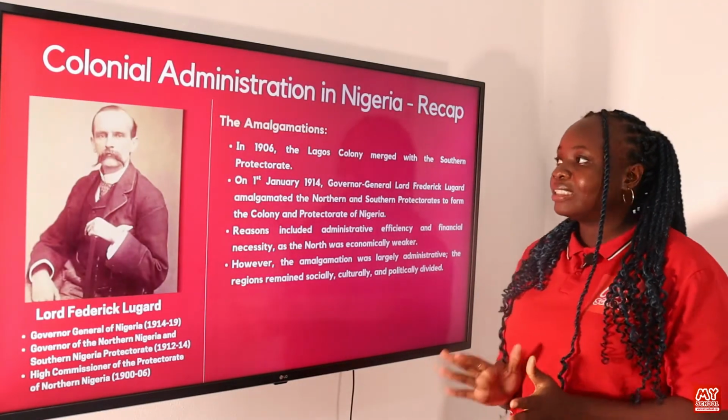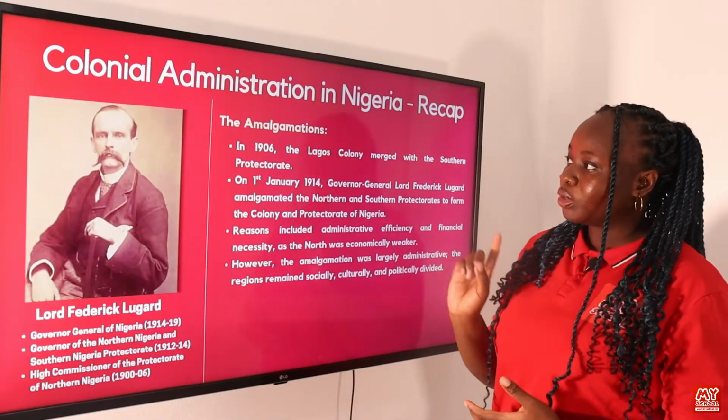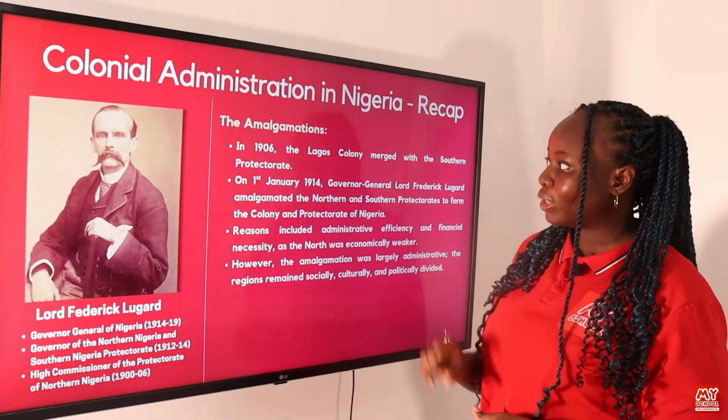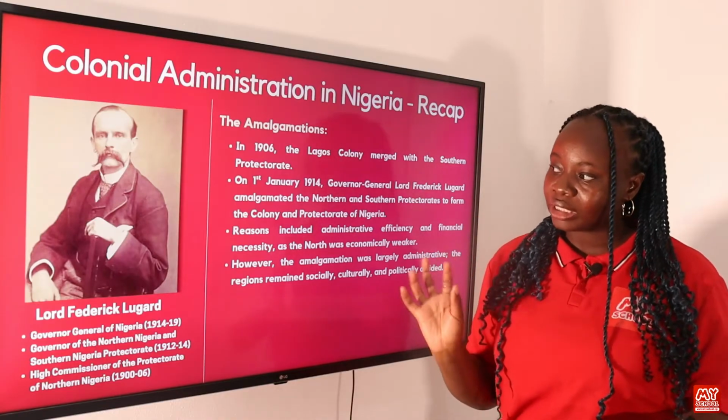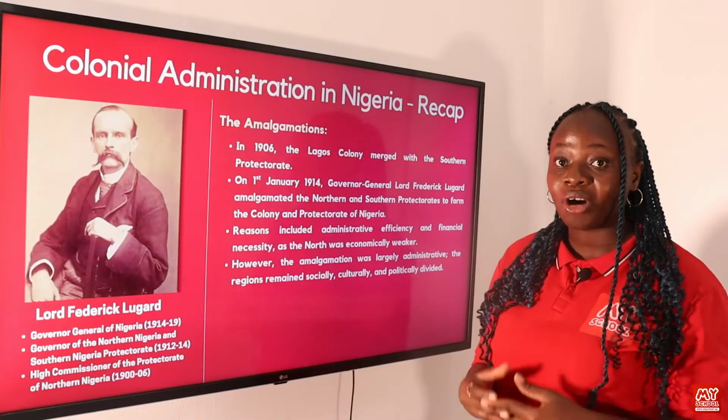All right, after that there were the amalgamations. So there was the first amalgamation in 1906 where the Lagos colony was merged with the Southern Protectorate. So the Lagos colony and the Southern Protectorate came together, they were amalgamated.